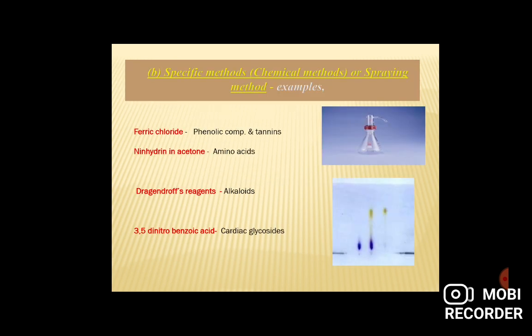So here are some specific spraying reagents for detection of specific compounds. Ferric chloride detects phenolic compounds and tannins. Ninhydrin in acetone detects amino acids. Dragendorff's reagent detects alkaloids, and 3,5-dinitrobenzoic acid detects cardiac glycosides.